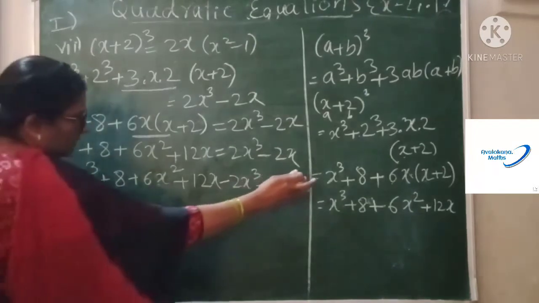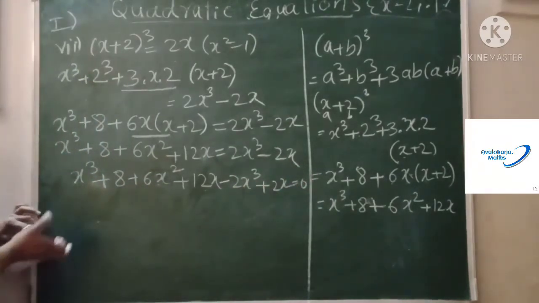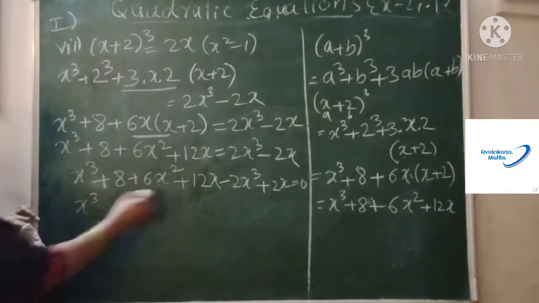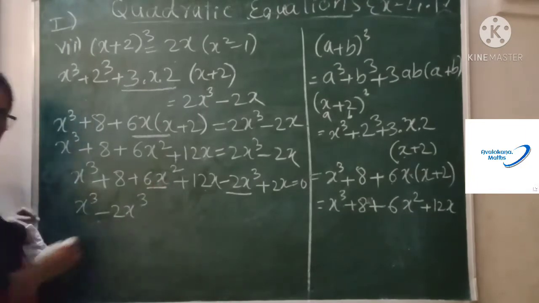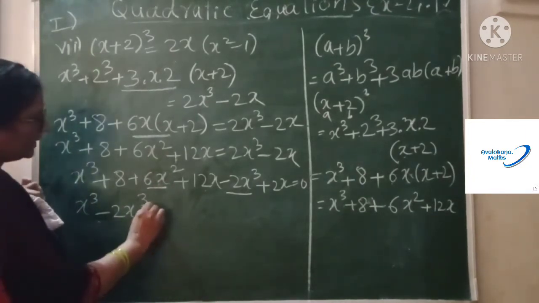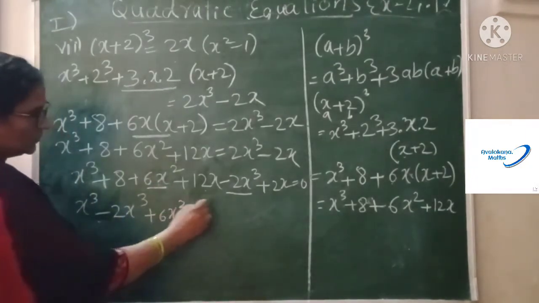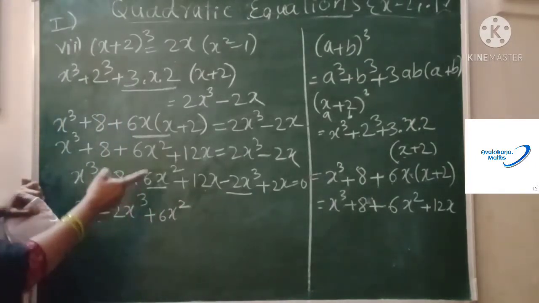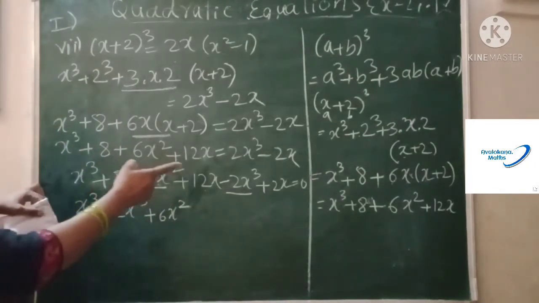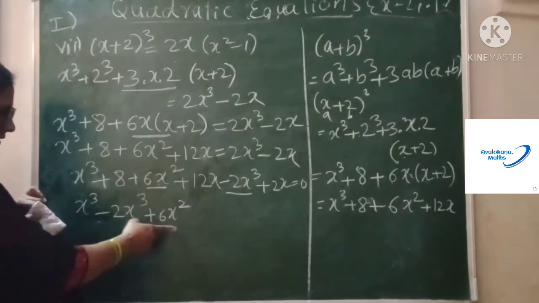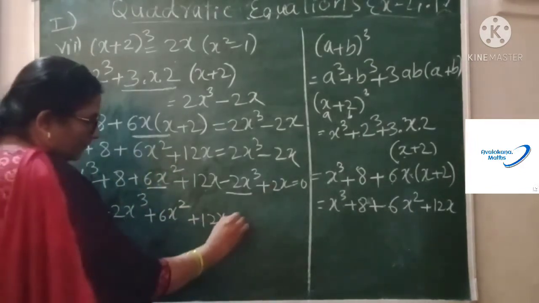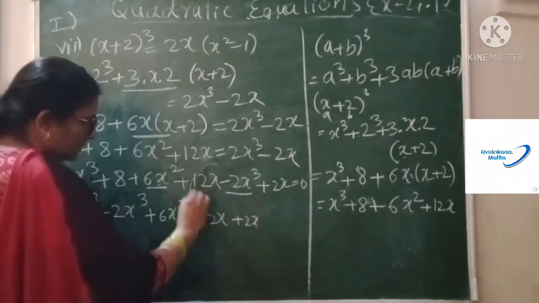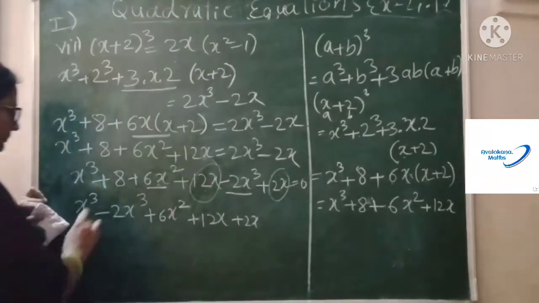Children, look at this one once again. We'll write the like terms together and simplify. Okay, x cube. This is minus 2x cube. Next, after x cube, obviously we get the x square, 6x square. Do you have any x square along with this? You don't have any x square, so this is the only term. You have plus 12x and plus 2x. Write it here. This is 12x and this is 2x.